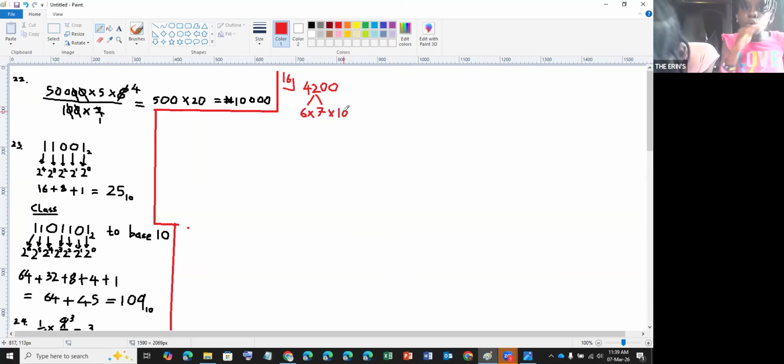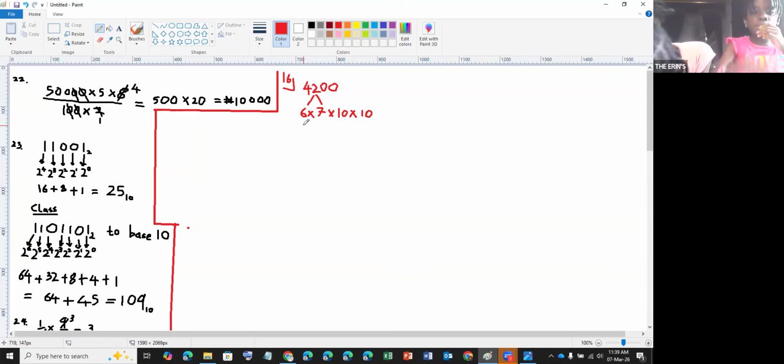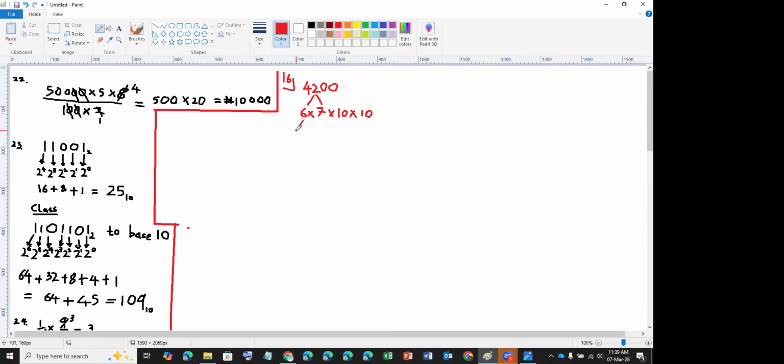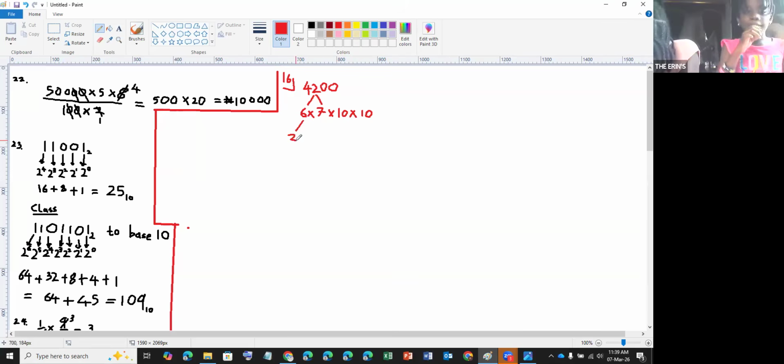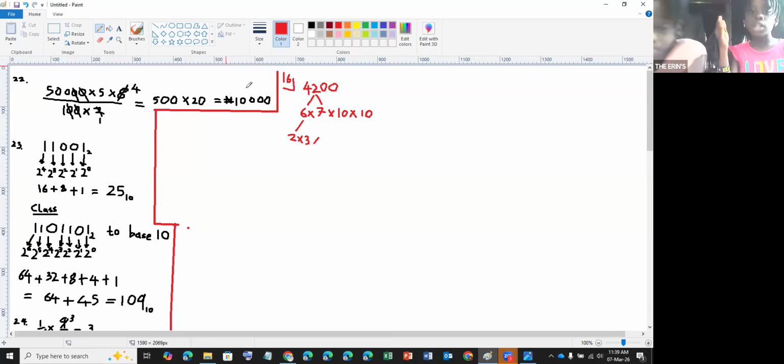6, we'll use the family tree. Yes, family tree. That's exactly what I'm using, your method of family tree. 6 times 7 times 10 times 10 again. We'll do 6 is 3 times 2. Our answer is 7 also. 7 cannot be changed, so we leave it as 7. And also 10 will be 2 times 5, and the other 10 again will be 2 times 5.